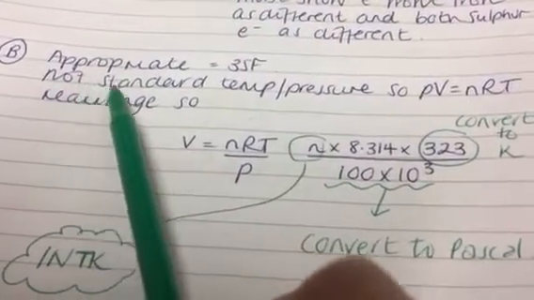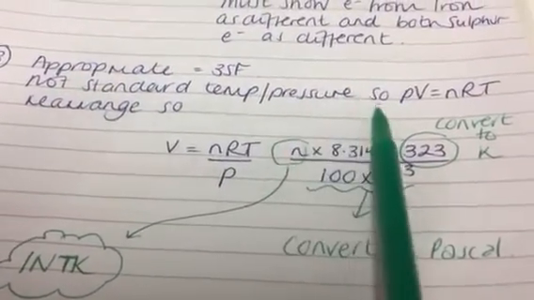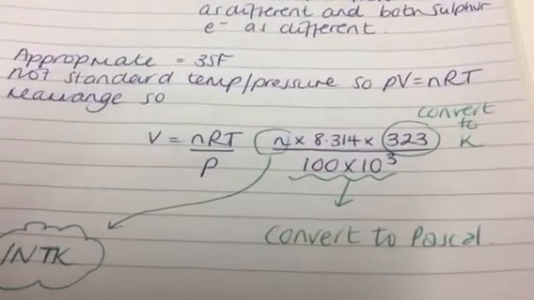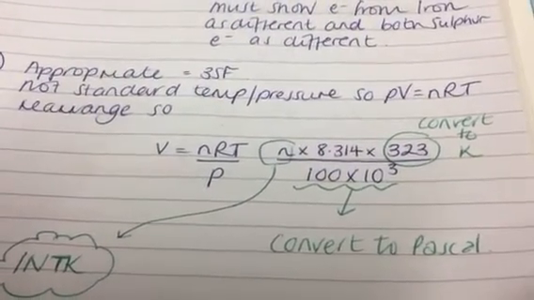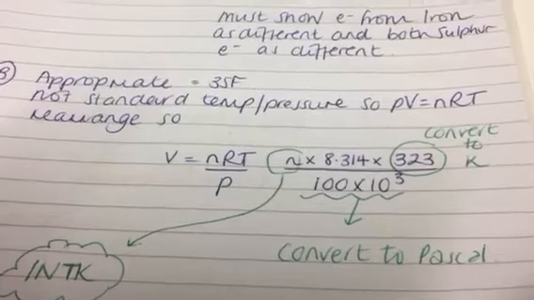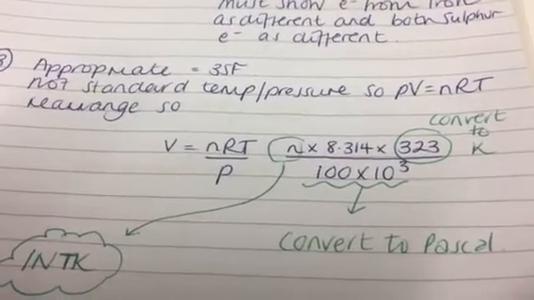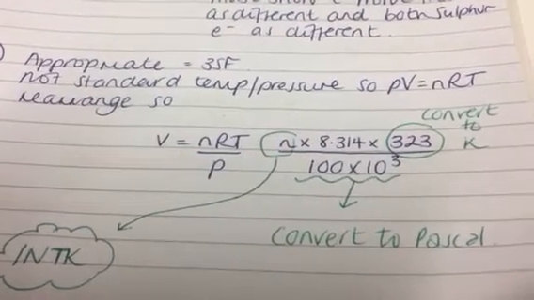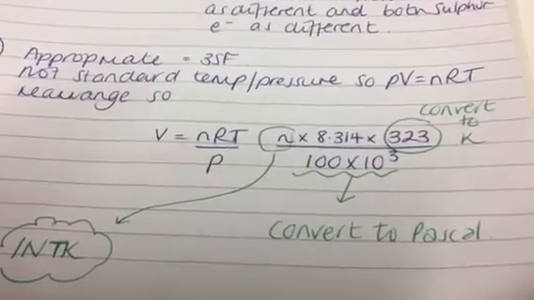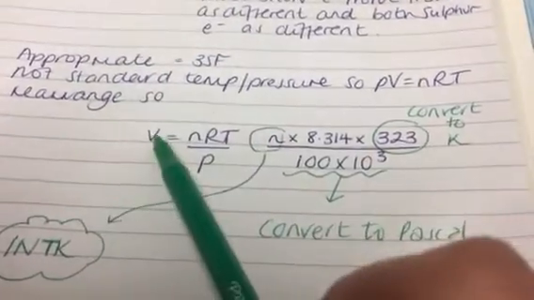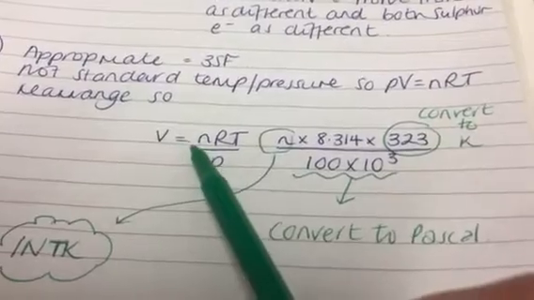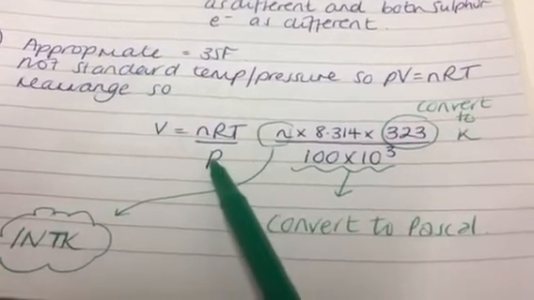Because the question's giving us non-standard temperature and pressures, we know that we need to use the PV equals nRT equation rather than the standard N24 equation. The question's also asking us to calculate a volume. Now that means we're going to need to rearrange our PV equals nRT to make V the subject of the equation, which gives us nRT divided by P.